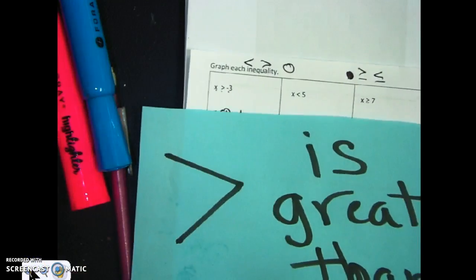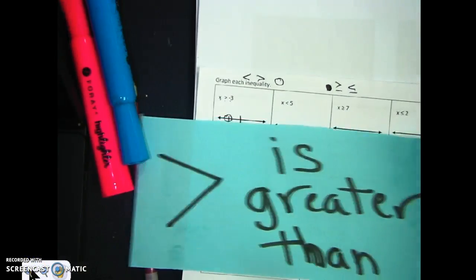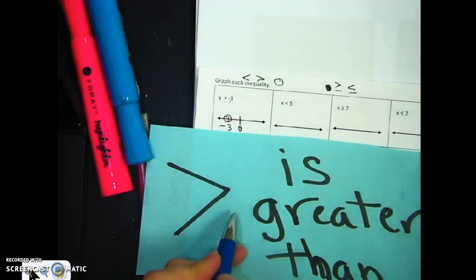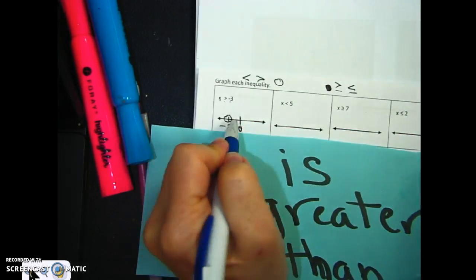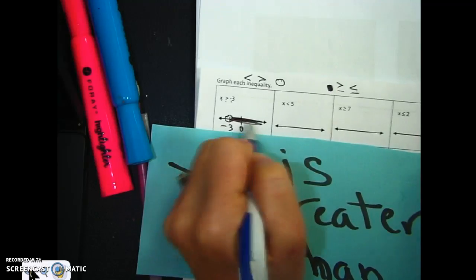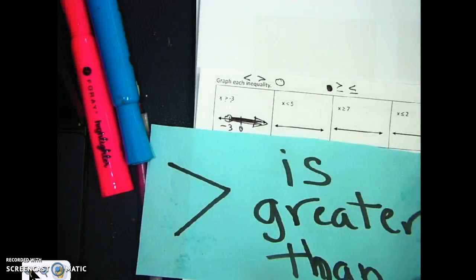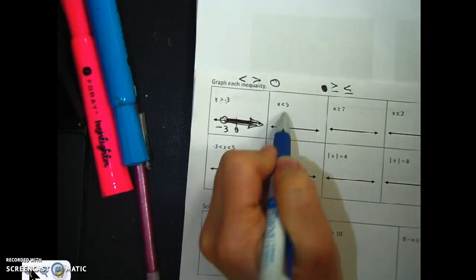So here we go. I'm just going to zoom that out a little bit so you can see it. So is greater than, is greater. Everything greater is bigger. All the big numbers are to the right, so you shade on here and you show that it goes forever. Let's go to the next one.